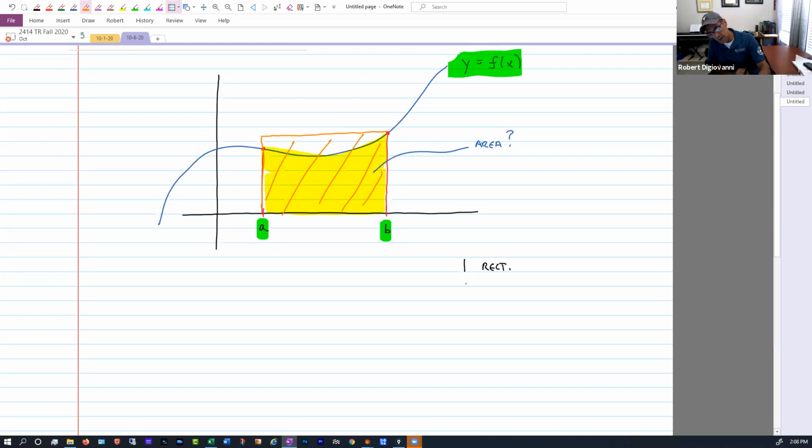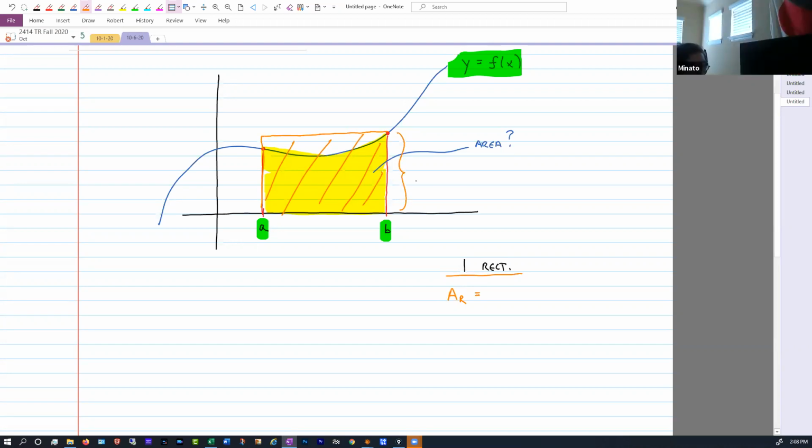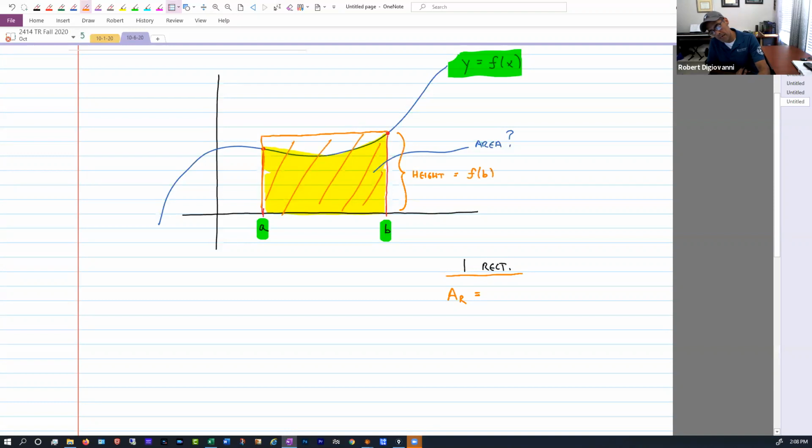So can someone tell me what the area of that rectangle is? Base times height. Do you know how tall it is? How can we find out? We would have to plug in what number into the function? Well, I took this height, right here, isn't this the height b? I plugged b into the function. So the height of this thing would be equal to the function evaluated at b. So the height is f of b.